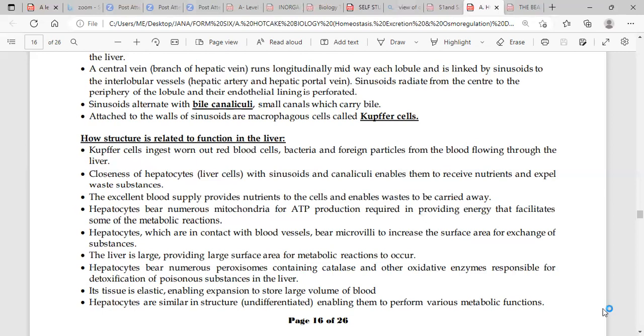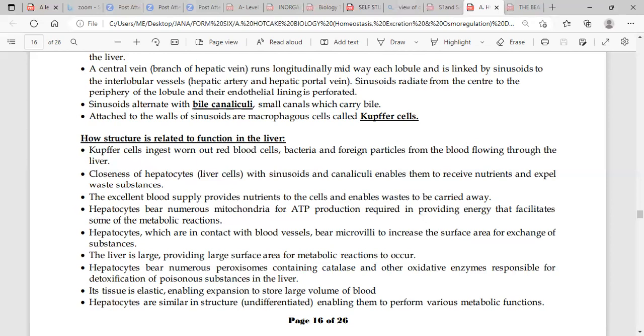And its tissue is also elastic, enabling expansion to store large volumes of blood. A lot of blood is coming to the liver because it is the metabolic organ of the body. So you expect a lot of blood to come, bringing nutrients. So the liver tissue must be elastic such that it can accommodate these large volumes of blood.